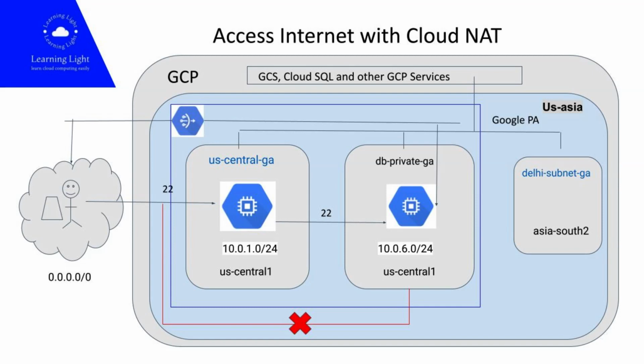In this lecture, we saw how we can access the internet from a secure private VM with the help of a NAT gateway. However, there is a catch. This NAT gateway was created over the region US Central 1. So both of the subnets, US Central GA and DB Private GA, will be using this NAT gateway at the same time. In the upcoming lecture, we will see how we can put the NAT gateway for a specific subnet, for example DB Private GA, without spanning it across the region.